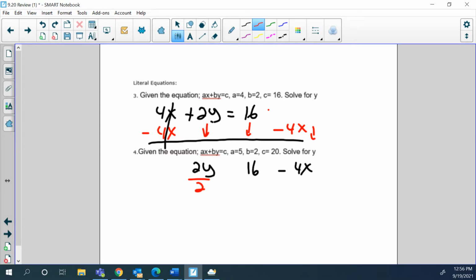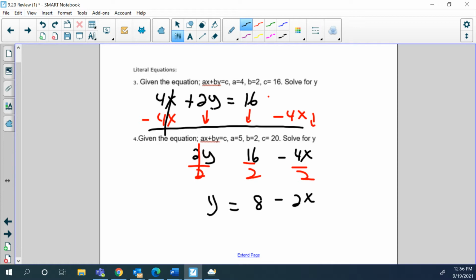Now I want y by itself. And this is 2 times y. To cancel it, I'm going to divide by 2 here, divide by 2. That goes away. So I'm left with y is equal to 16 divided by 2 is 8 minus 2x. Now remember that the preference is to write the x term first. So normally I would write this as y is equal to -2x plus 8.